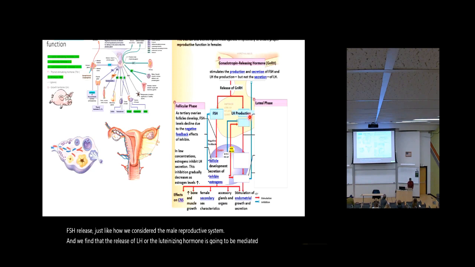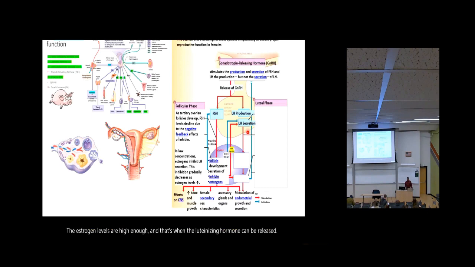So I want to draw your attention to these two ovals here, right? Until around day 10, estrogen levels aren't high enough, and so estrogen will actually inhibit the release of the luteinizing hormone. But after day 14, as shown right here, the estrogen levels are high enough, and that's when the luteinizing hormone can be released. And this makes sense because you want the luteinizing hormone to be released only when the follicle has developed, right?